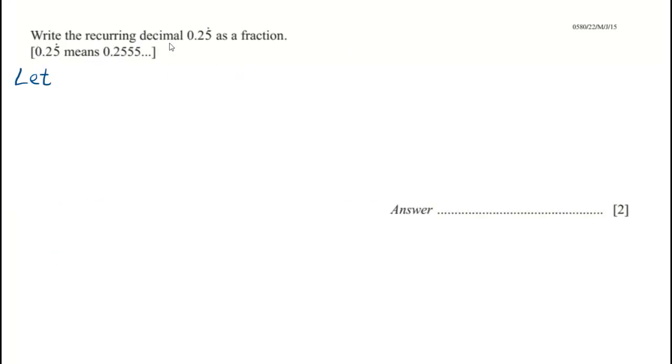Write the recurring decimal 0.25 (with 5 recurring) as a fraction. First we let this number be x. The dot over here means that 5 is recurring. The recurring portion is over here. This is the recurring portion.